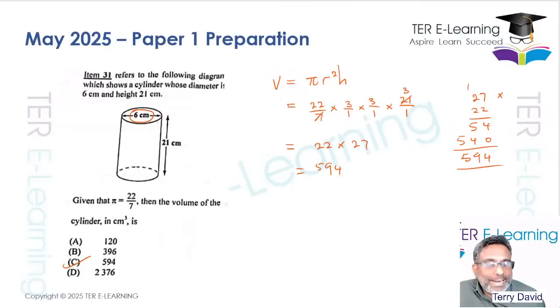Make sure you know how to calculate these things, you know, don't just learn out the answers. The volume is the area of the cross section, which is the circle, multiplied by the height. So be careful.